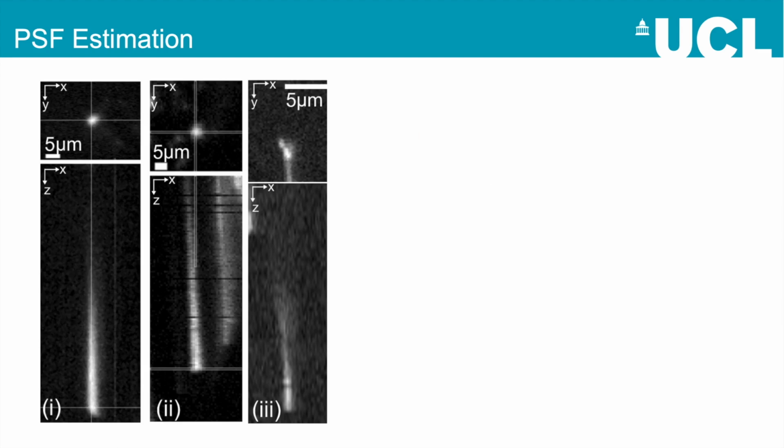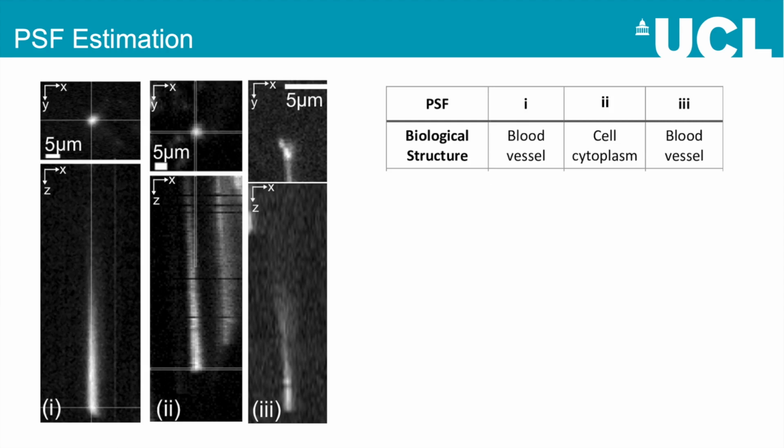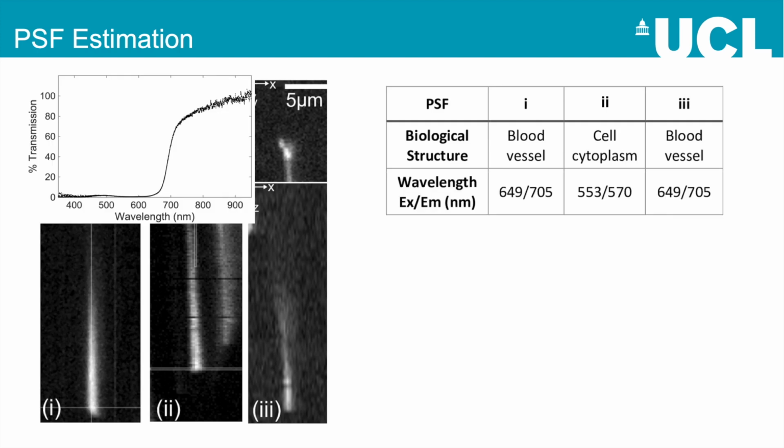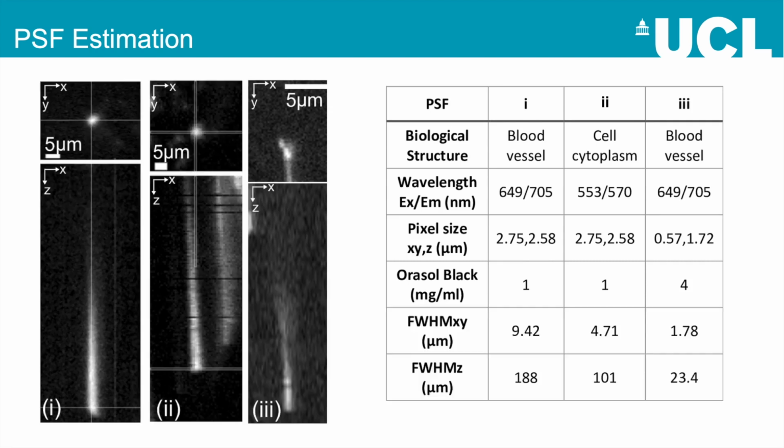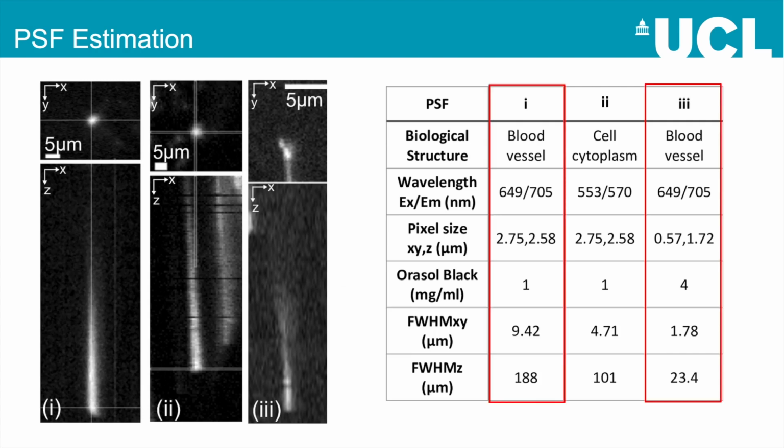Now, these are some examples of 3 different point-like sources from our imaging stacks, 1, 2, and 3, and they differ in a few ways. So the biological structures: blood vessels, cytoplasm, and blood vessels again. Also, the wavelength that they're taken at differs, and this is important both for mathematical prediction of the point spread function and also because of our aerosol black transmission dependence. They also have different pixel sizes and different concentrations of aerosol black. And ultimately, all of that leads to 3 different full width half maximums for each of these samples. Now, in particular, we took samples 1 and 3 on for further processing.